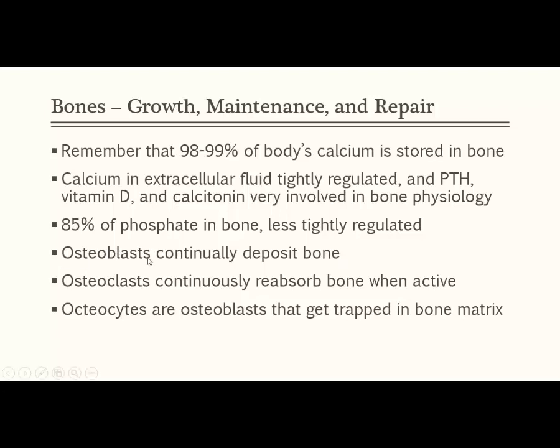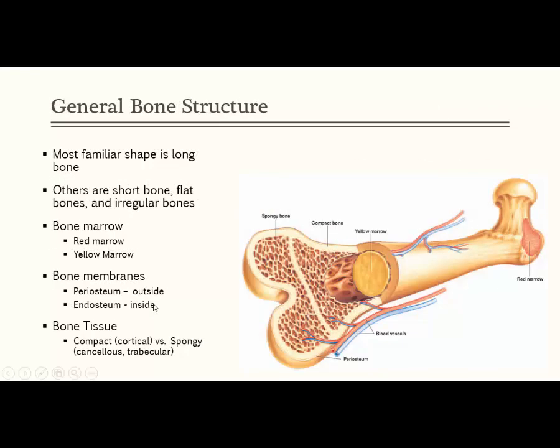As the osteoblasts deposit bone, they can get trapped within the matrix of the bone, in which case they are renamed osteocytes. So most long bones have a very similar structure. There are long bones, there are short bones, there are flat bones, and there are irregularly shaped. But within long bones, we have a constant structure.